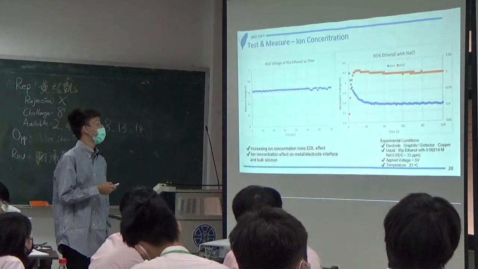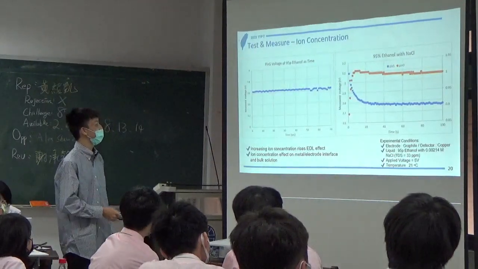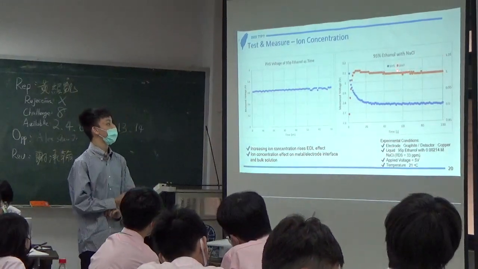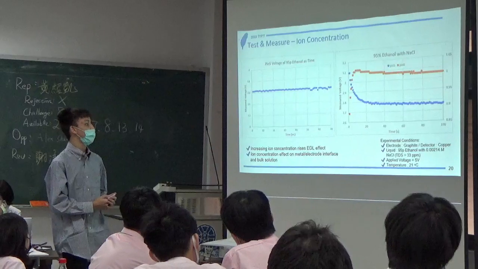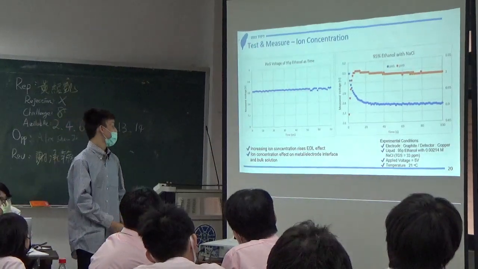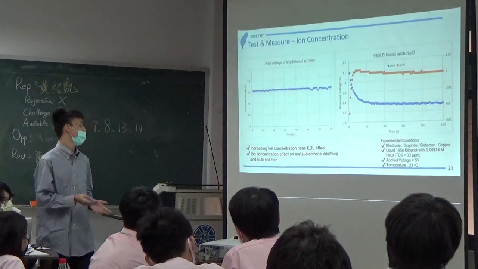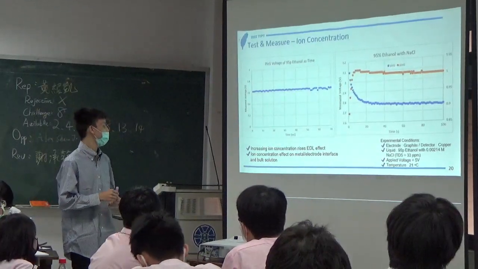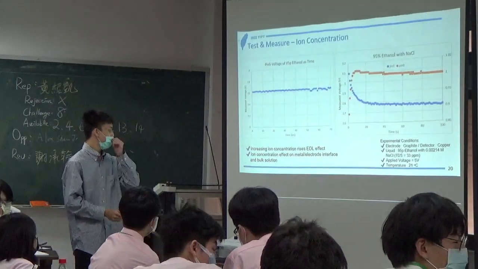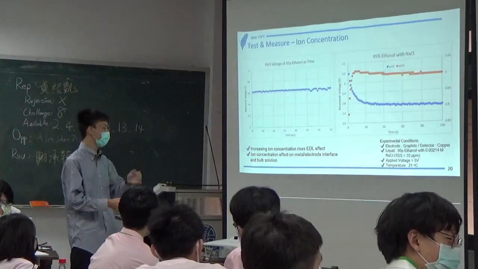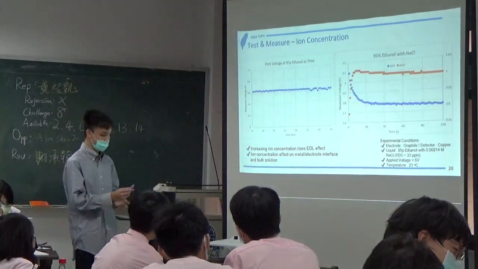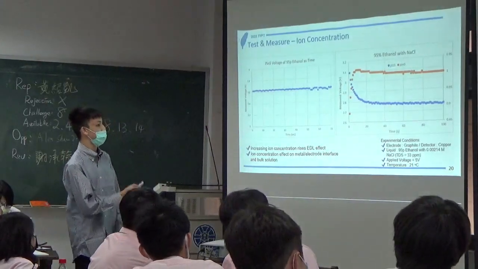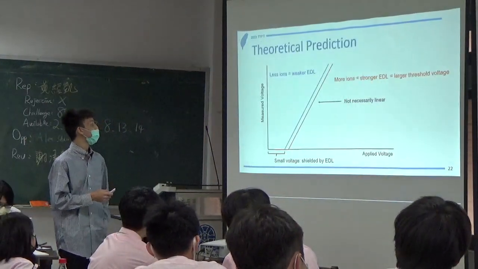So this is a graph of the ethanol deviation over time, and also when we add NaCl ions into the same solution. And so we find that increasing the ion concentration actually raises the EDL effect very significantly, and also that the ion concentration effect on the metal electrode interface and the bulk solution is also visible in our plot.